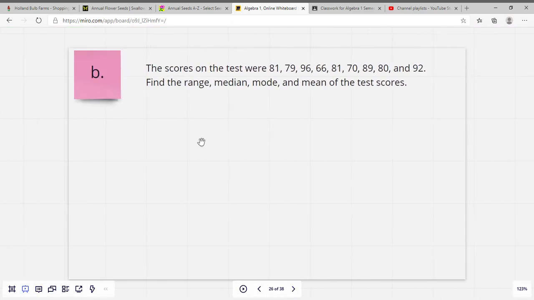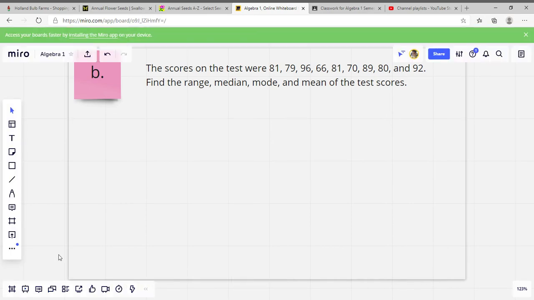B says the scores on the test were 81, 79, 96, 66, 81, 70, 89, 80, and 92. Find the range, median, mode, and mean for the test scores. So the first thing I'm going to do is put them in order from least to greatest.